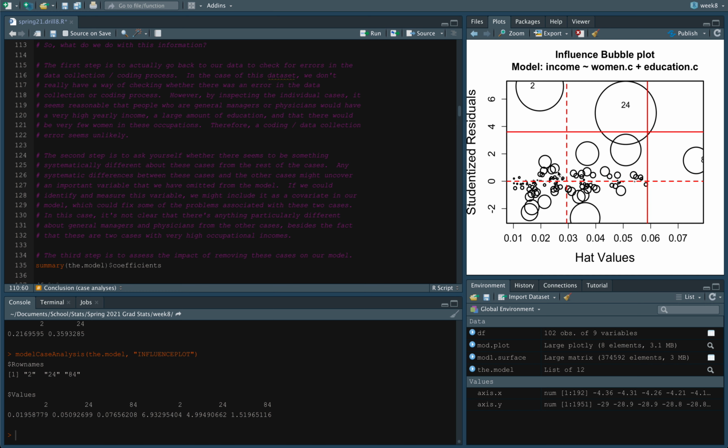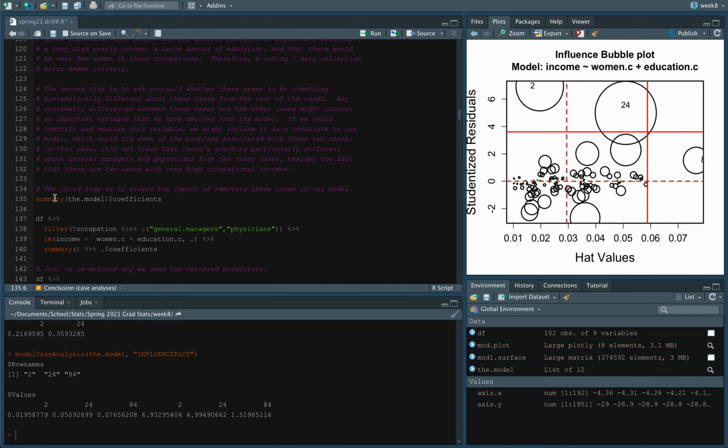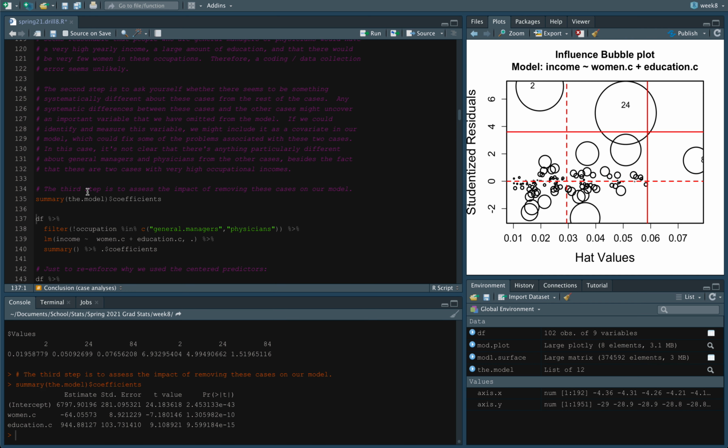That notwithstanding, a third step would be to look at the impact of just removing those cases from the model. What I'm doing here is pulling just the coefficients table of the summary from the model. And then here I'm doing the exact same thing, only I'm adding in a filter. So I'm taking the data frame, piping it through a filter, and note the exclamation point here. I'm saying not occupation in general managers and physicians. And if you're familiar with this percent in percent, I'm pretty sure I've used it before.